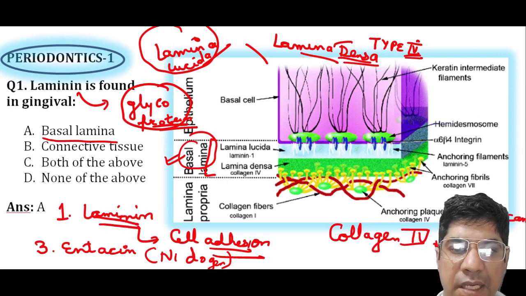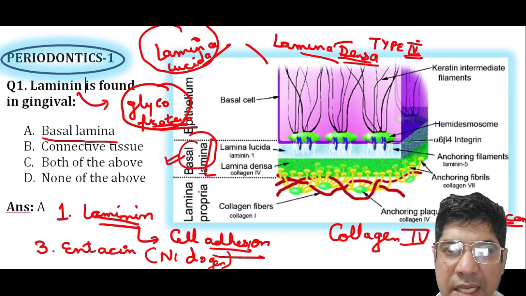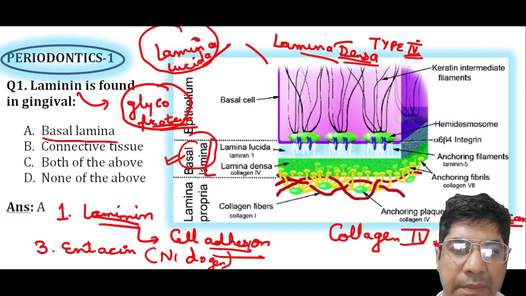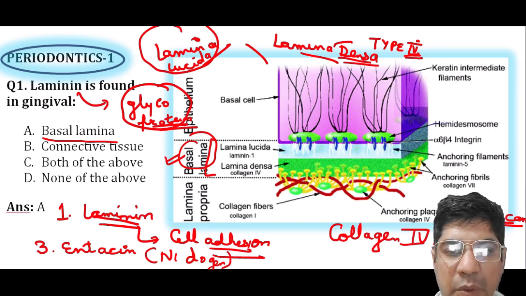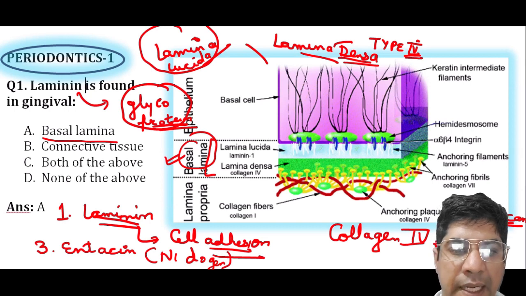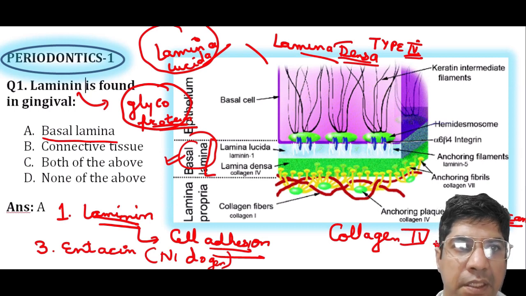What is perlecan? It is a large heparan sulfate proteoglycan that is found in the basal lamina. It interacts with various molecules, including growth factors, and contributes to the structural integrity of the basal lamina. So the question: laminin is found in the basal lamina.